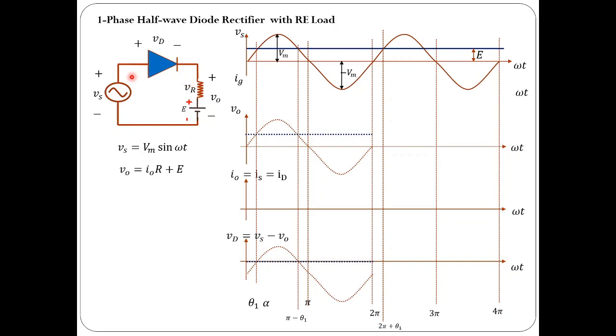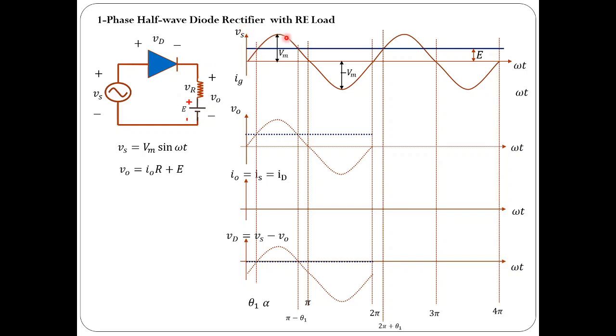And moreover, the voltage across the diode is the same as Vs minus E. As long as Vs minus E is negative, the diode is going to be reverse biased. Once Vs is more than this battery voltage, then there is a chance for the diode to become forward biased. So that is the important observation one has to remember. Now, let us see the operation.